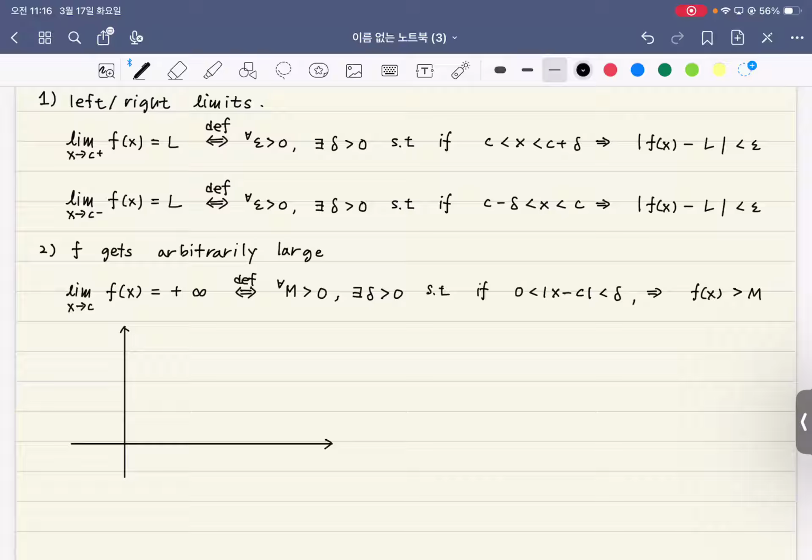I want to draw a little picture of this. This is the vertical asymptote.